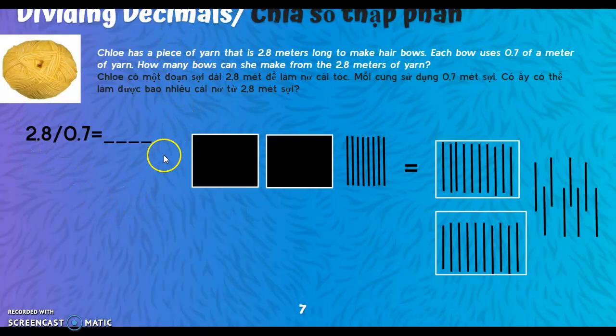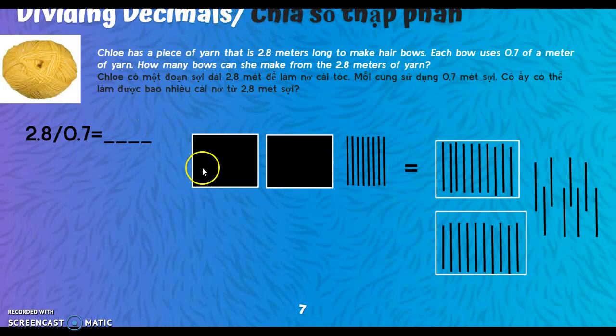So the first thing I think is, what do I know when I look at these numbers? What do I know about them? Like, what would it be if I took away the decimals? 28 divided by 7. Oh, 4, right? Well, we have a decimal, so we have to figure it out.